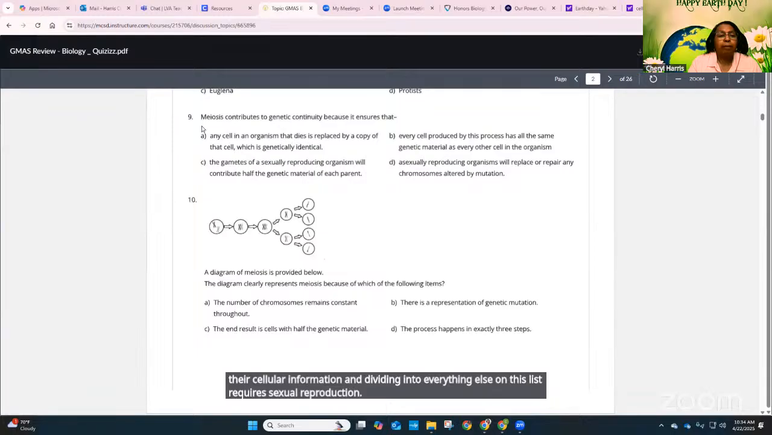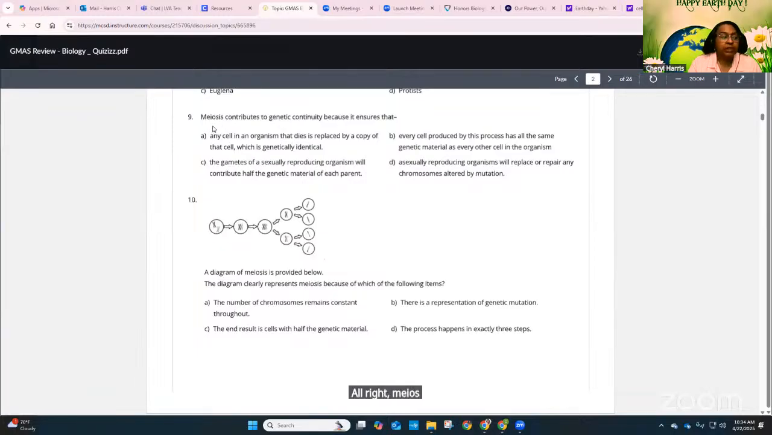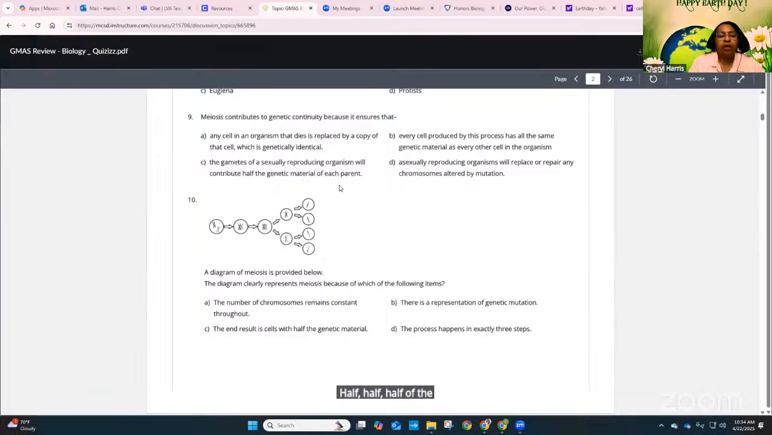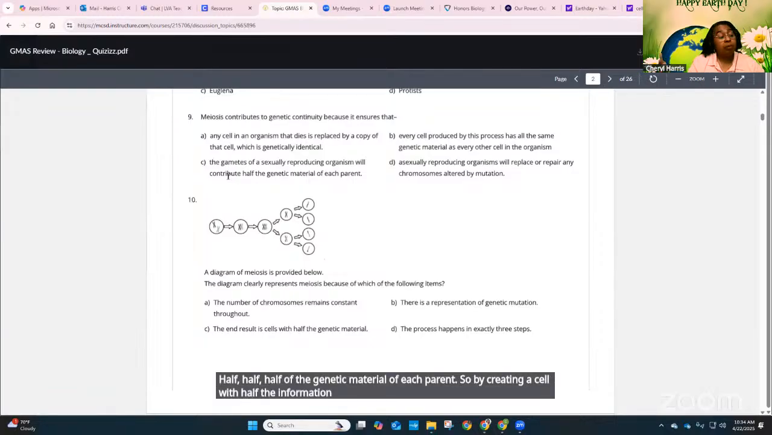All right, meiosis, this is where you get sexual reproduction. It contributes to genetic continuity because it ensures that the gametes of sexually reproducing organisms will contribute half of the genetic material of each parent. So by creating a cell with half the information, when they combine, they create a whole number again.